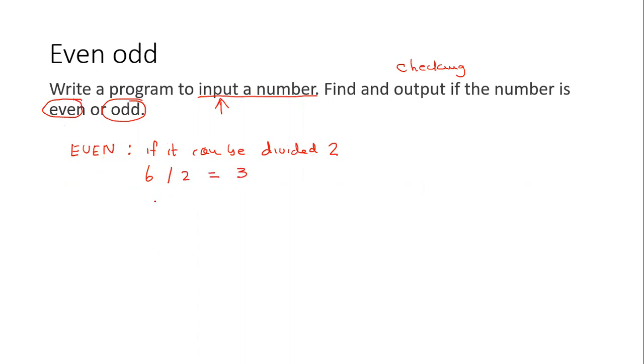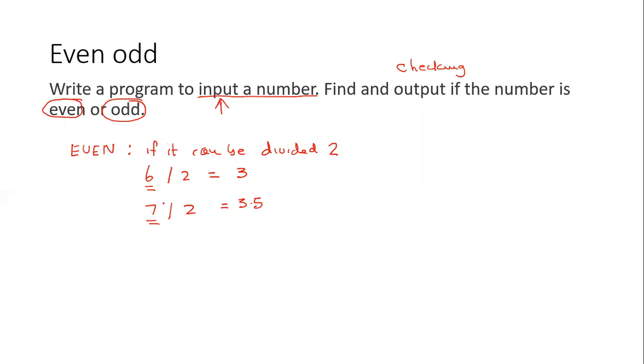So 6 is even. Let's take the number 7. 7 divided by 2 is equal to 3.5. So is this even? 7 is not an even number. So it's not correct to say that a number is even if it can be divided by 2, because 6 and 7 can both be divided by 2.